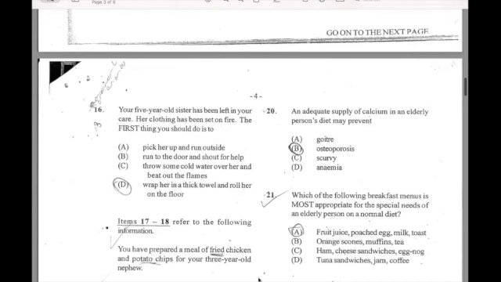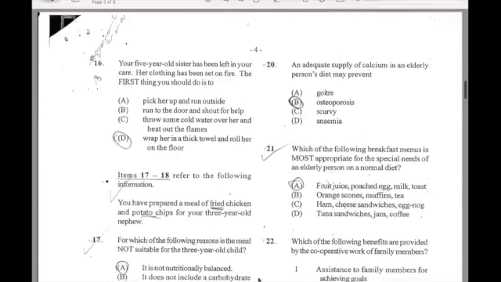Her clothing had been set on fire. The first thing you should do is to wrap her in a thick towel and roll her on the floor. So your answer is D.